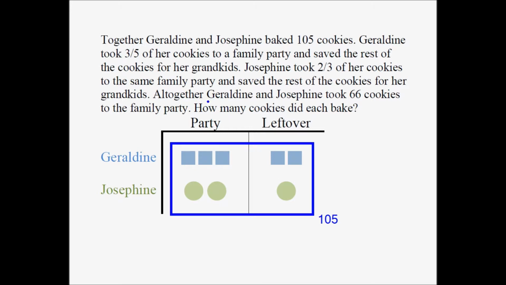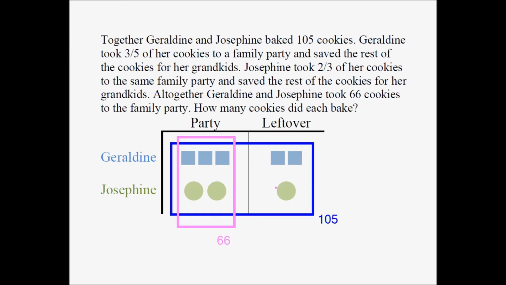Altogether, Geraldine and Josephine took 66 cookies. So this is 66. This is 66 according to the question. Now, our goal is to find out how many cookies each person baked.